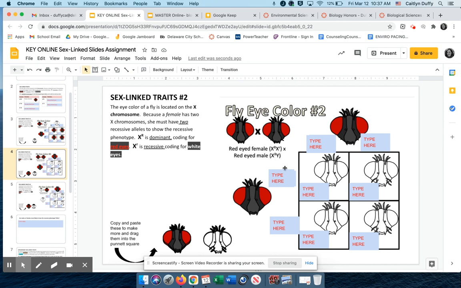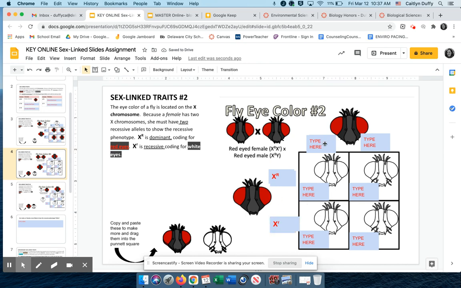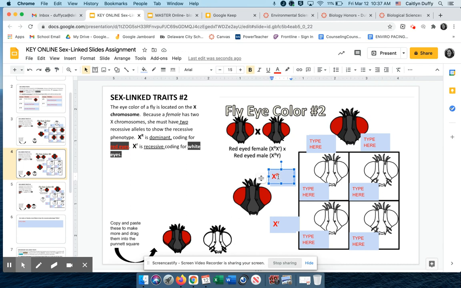So we have X big R, X little r for the female. So X big R, and again, same deal as before, make that a superscript. And then we have X little r. And then we've got a male with X big R Y. And a nice trick, once you do it once, you can just copy and paste that. All right, X big R and Y.